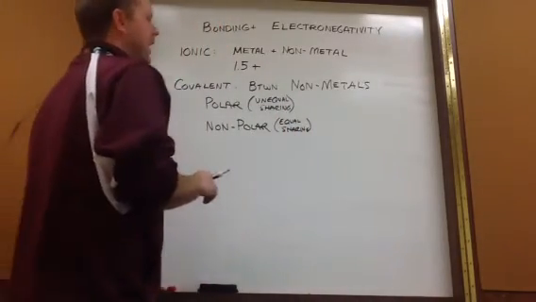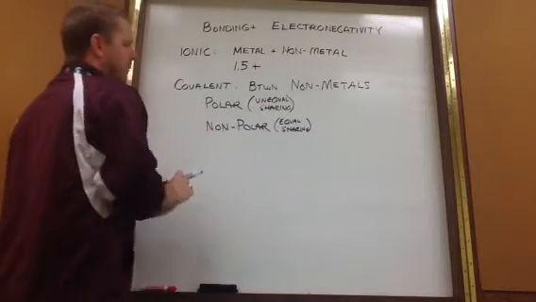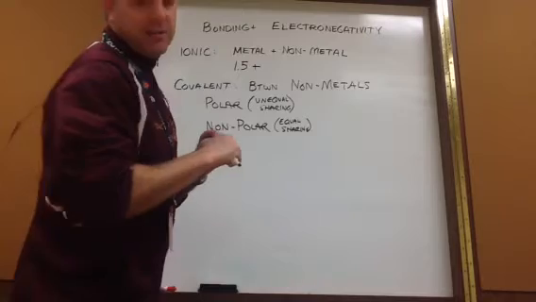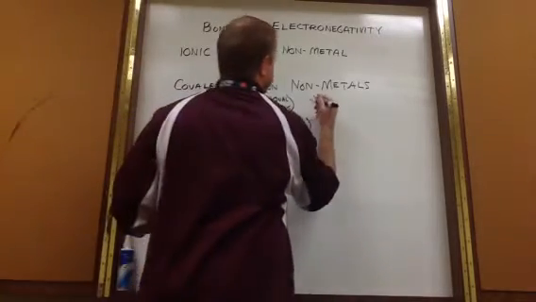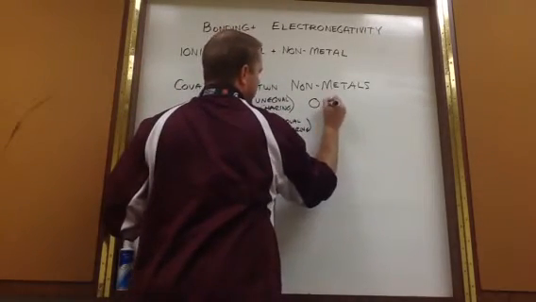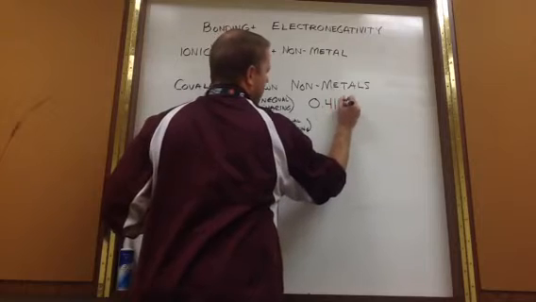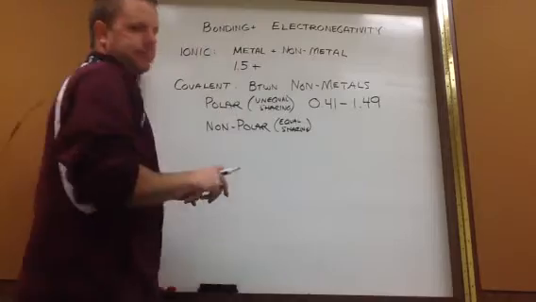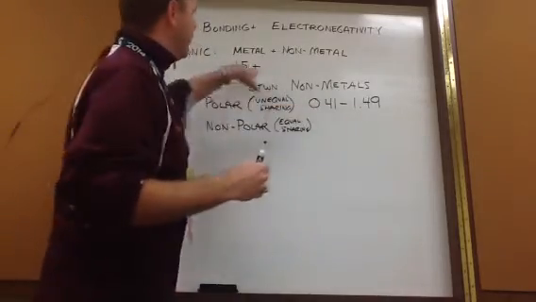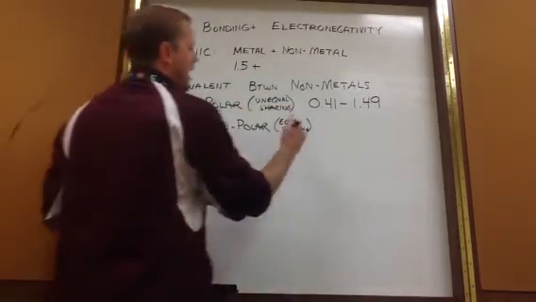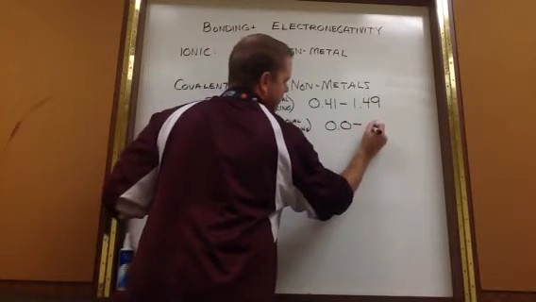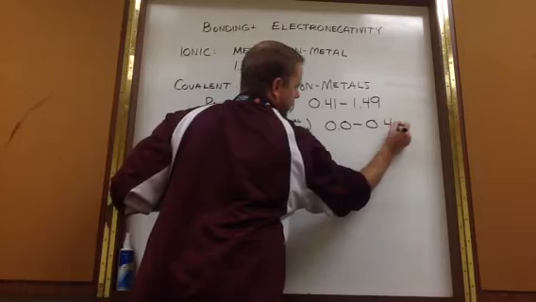And we have a couple of ranges. For polar, our range is going to be this. For a polar covalent bond, it's going to generally be between 0.41 and 1.49, so pretty much up to 1.5. For nonpolar, that's going to be from 0.0 all the way out to 0.40.